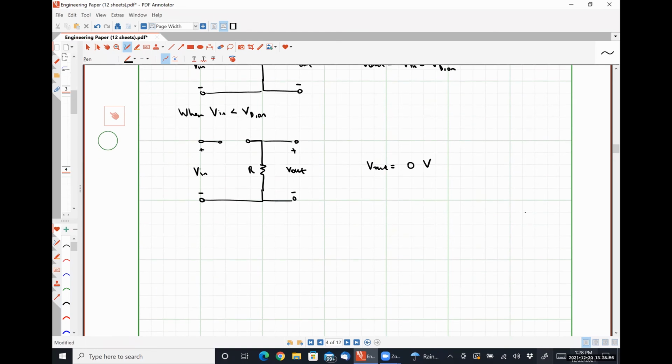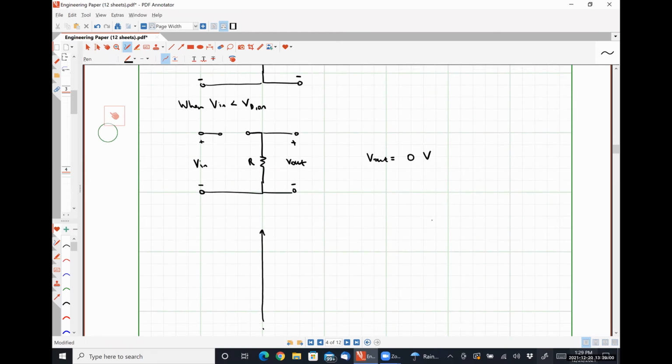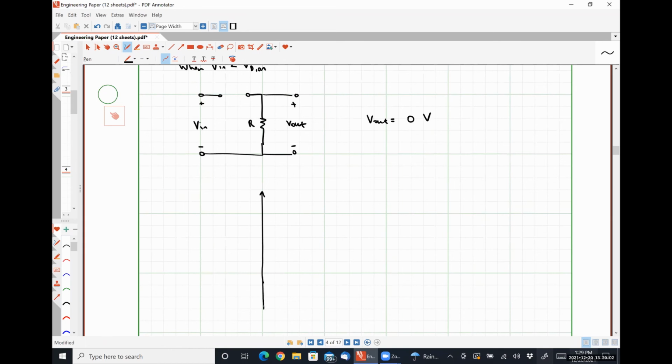So this is V out, this is V in, this is VD on. Our transfer function, or whatever you want to call it, is going to look something like this. It's going to be flat until this happens and we have a slope of 1.